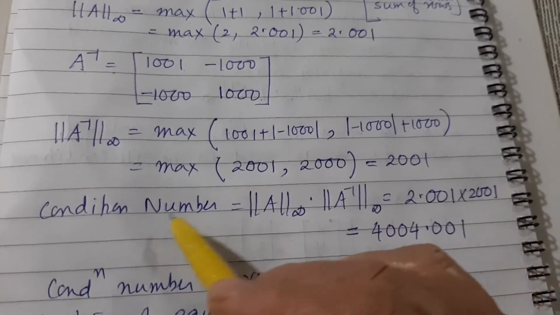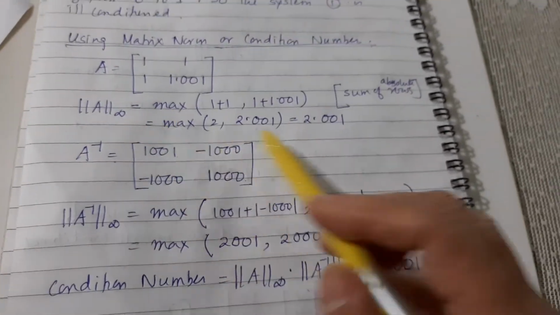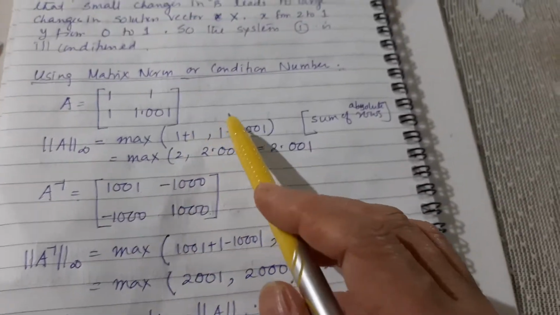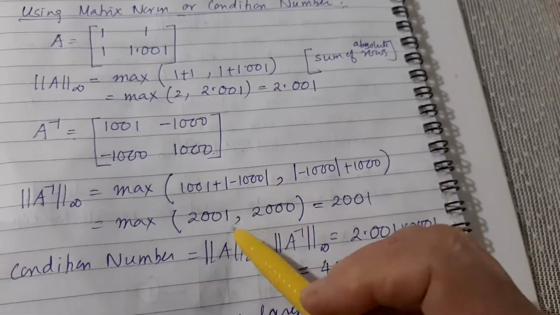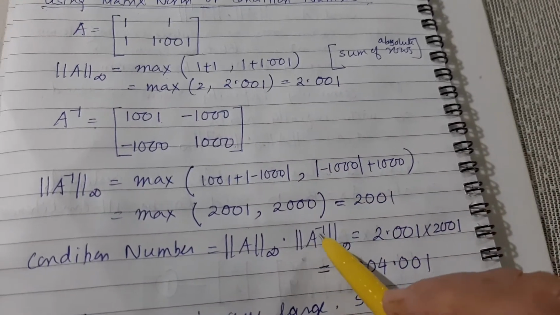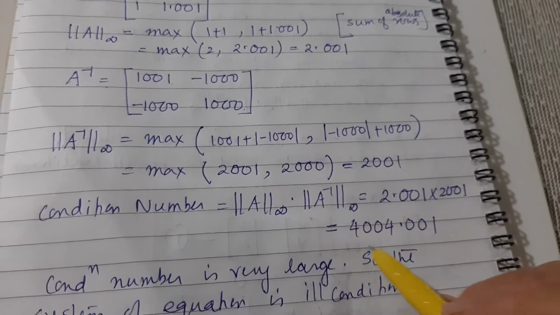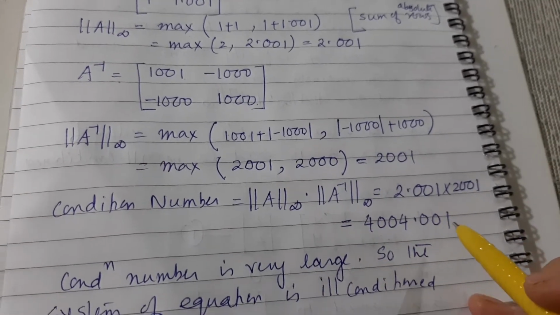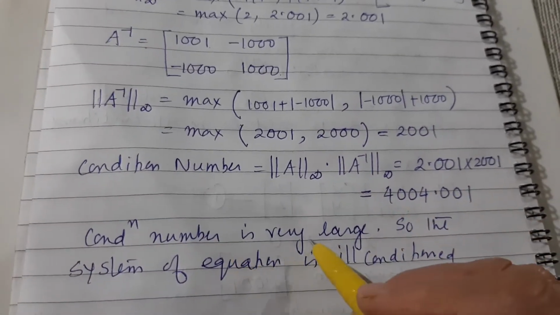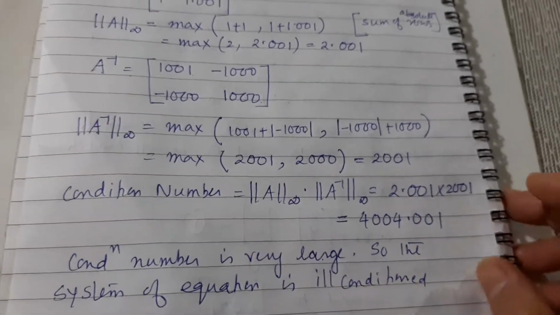Now, what is the product? The condition number is the product of the norm of A, which is 2.001, and the norm of A inverse. So, 2.001 into 2001, and what we have got is 4004.001. So, the condition number is very, very large. So, the system of equations is ill-conditioned.